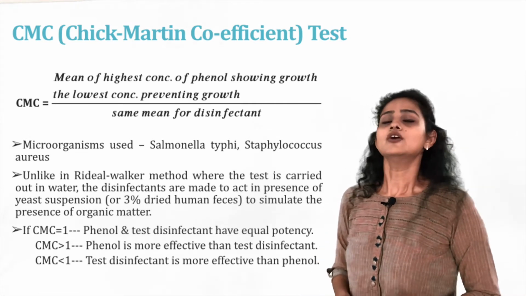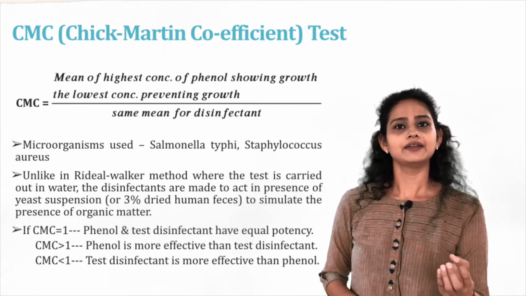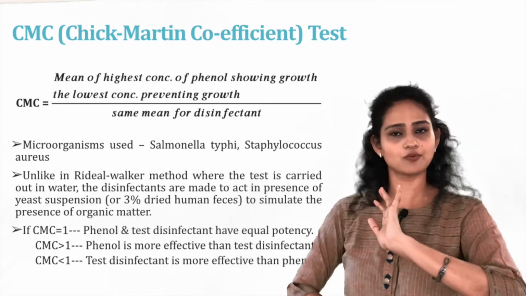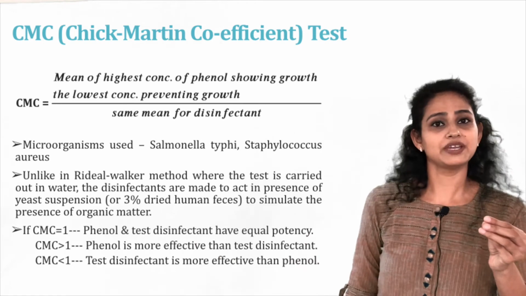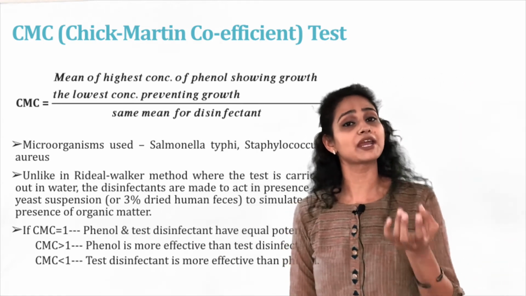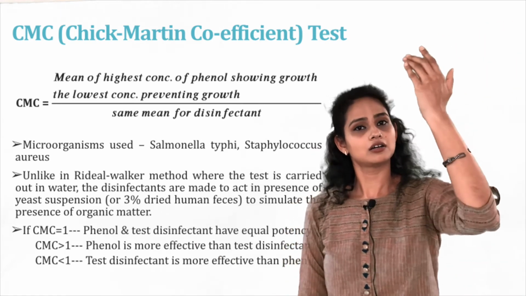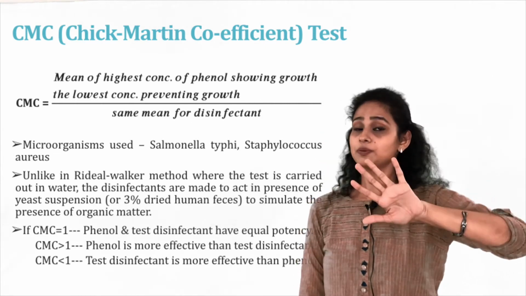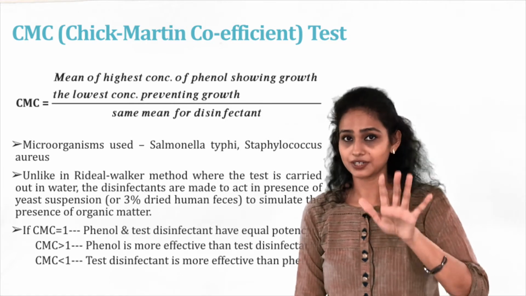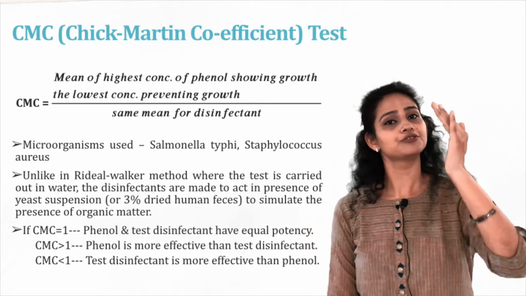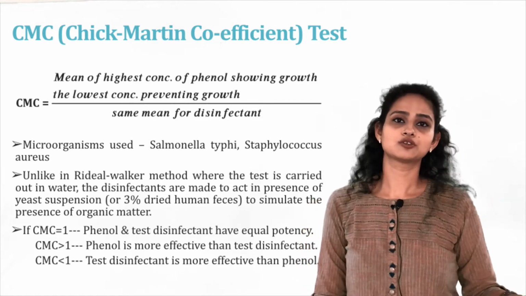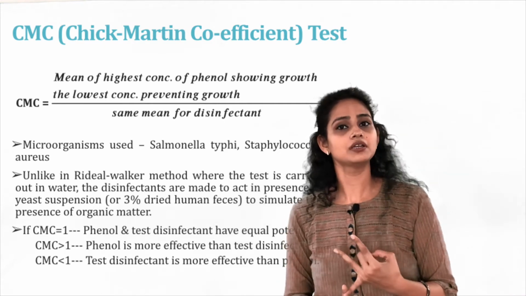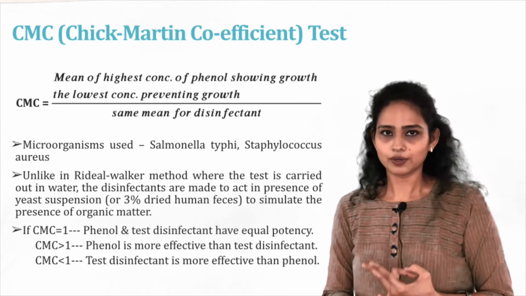Then first of all, you have to add your sample in your dilutions, what we did in RWC. So, you will be adding your microorganisms in dilutions. Then, you will allow them to react for 30 minutes. After 30 minutes, you will be transferring into nutrient broth, and then you will be incubating. So, there is only one transfer, and the time interval is 30 minutes. So, that is CMC.